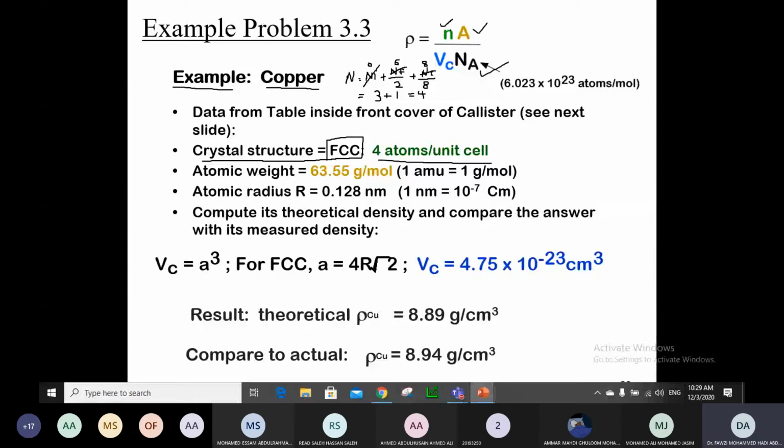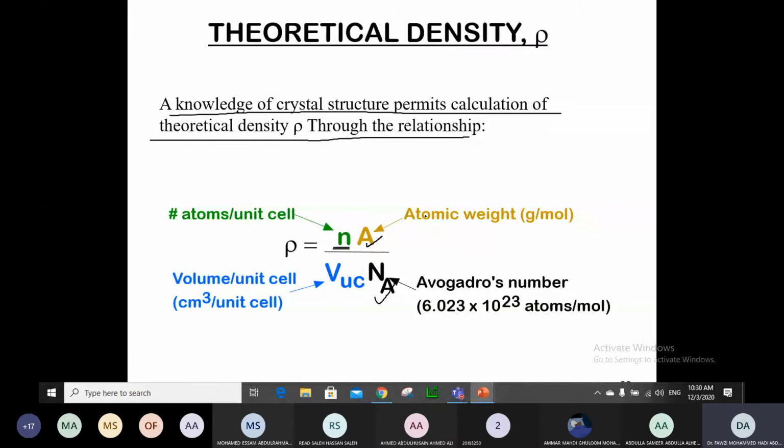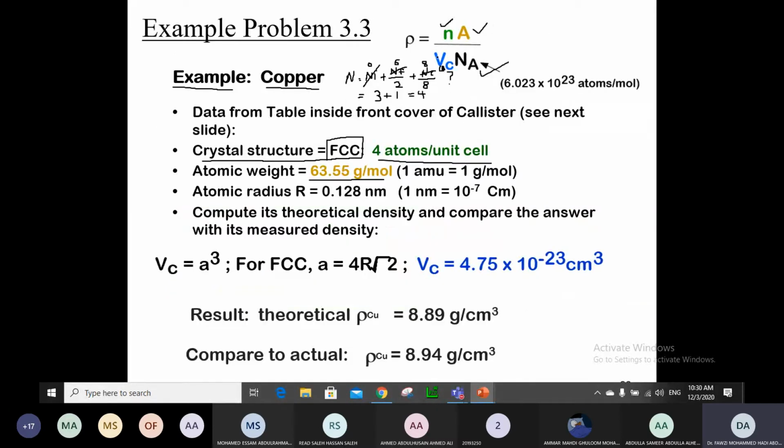Atomic weight we get from the table, that we have. Avogadro number we have. The only remaining thing is the volume of the unit cell. You can put a U here, the unit cell volume. In the previous one I corrected that, here I forgot. So what is the volume of the unit cell? Of course, this is a cubic cell. In the cubic cell, the volume of the unit cell is equal to a cubed. Remember? We said in the cube, it is a by a by a. That's the cubic crystal structure.